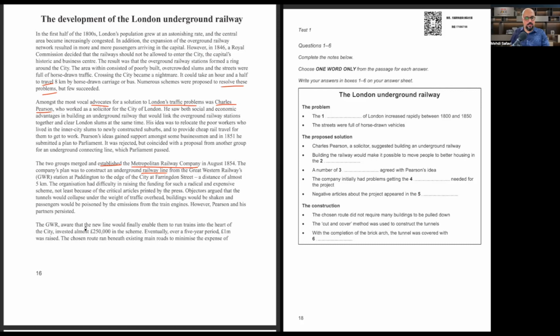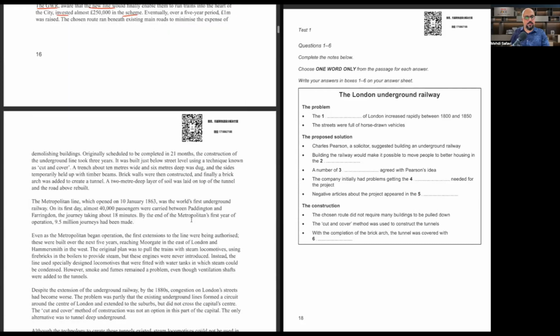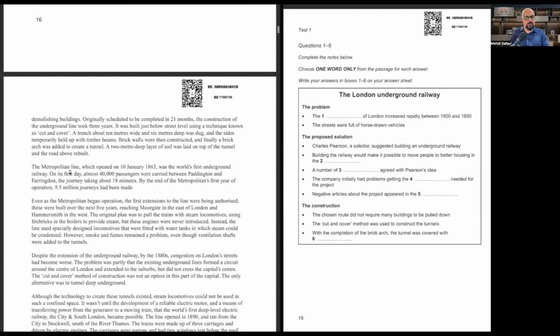Okay, aware that the new line would finally enable them to run trains into the heart of the city, invested about blah, blah, blah in this scheme. So it's about the investment of money into this scheme. The new line, okay, and the same company. Okay, next paragraph. The Metropolitan line, okay, which opened, okay, was the world's first, okay, interesting. So world's first underground railway. That's it. Remember to underline as you go along.